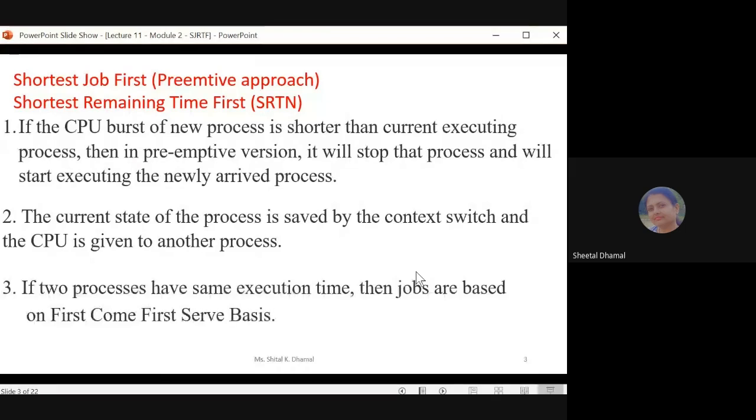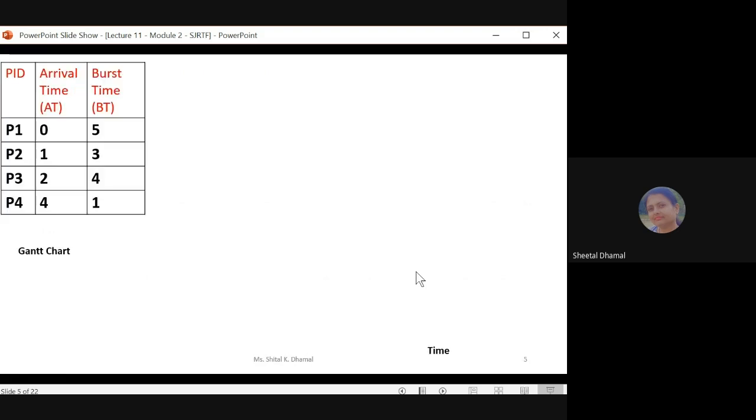In that case, it compares the CPU burst time of all the processes which are present in the ready queue and the process which is currently utilizing the CPU. If the processing time or burst time of the process which has arrived in the ready queue is shorter than the process currently utilizing the CPU, then your CPU scheduler will preempt the current process and assign the CPU to the new process whose burst time is smaller. And if the two processes have the same execution time, then jobs are scheduled on a first come first serve basis. You will understand this concept when we solve the problem, that is, what the preemptive approach is.